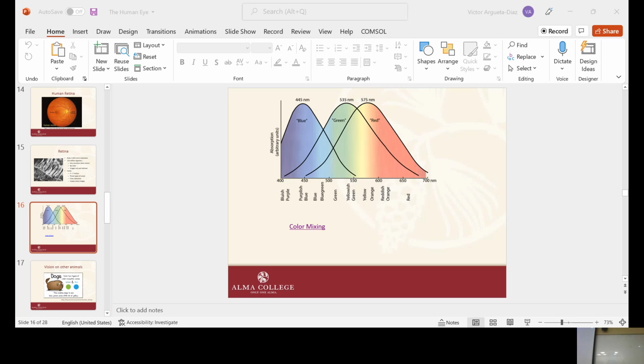Just to show you the full palette of colors that you can see on a TV screen. So you get red and blue mixed together makes magenta. Green and red makes yellow. Green and blue makes cyan. When you mix them all together, you get white. So when your red cone, your green cone, and your blue cone are firing together, you get white light.